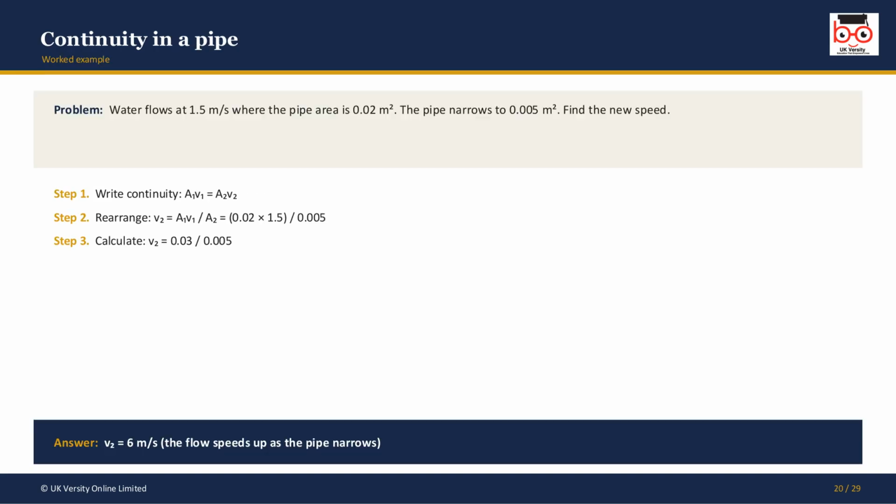Let's work a continuity problem. Water flows at 1.5 meters per second, where the pipe area is 0.02 square meters, and the pipe then narrows to 0.005 square meters. What's the new speed? Continuity says area 1 times velocity 1 equals area 2 times velocity 2. So the new velocity is area 1 times velocity 1 over area 2. That's 0.02 times 1.5, which is 0.03, divided by 0.005, giving 6 meters per second. So the flow speeds up from 1.5 to 6 meters per second as the pipe narrows.